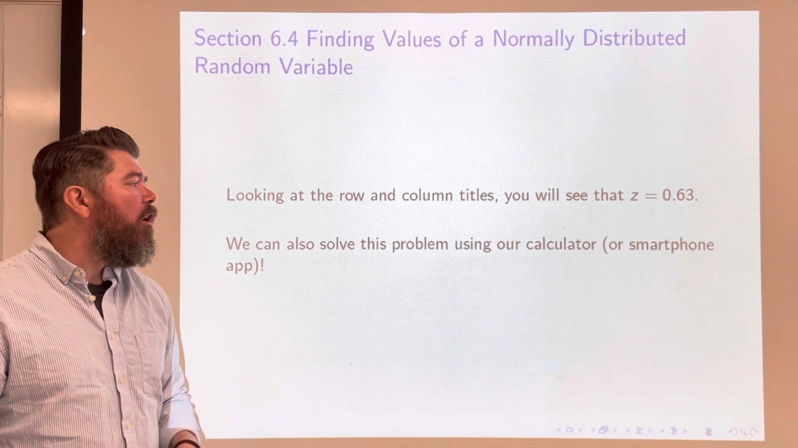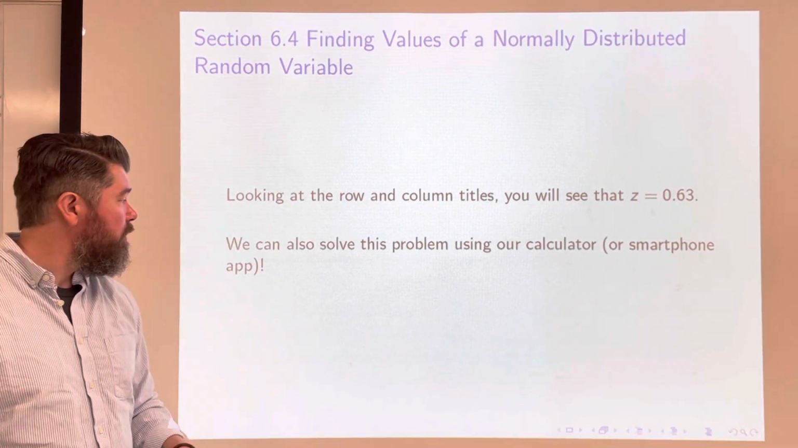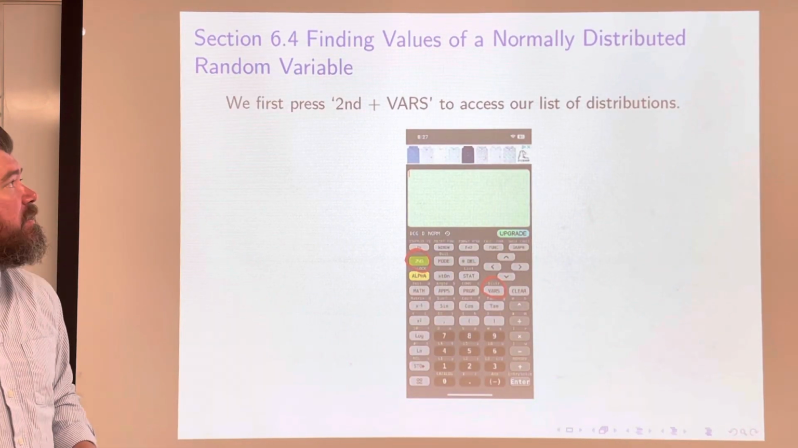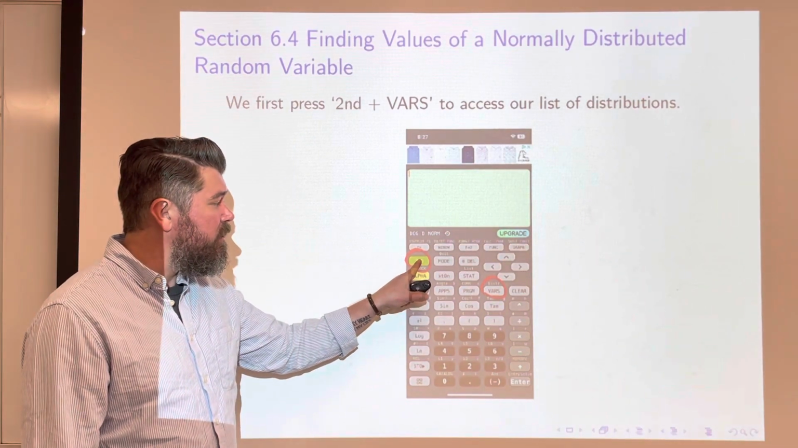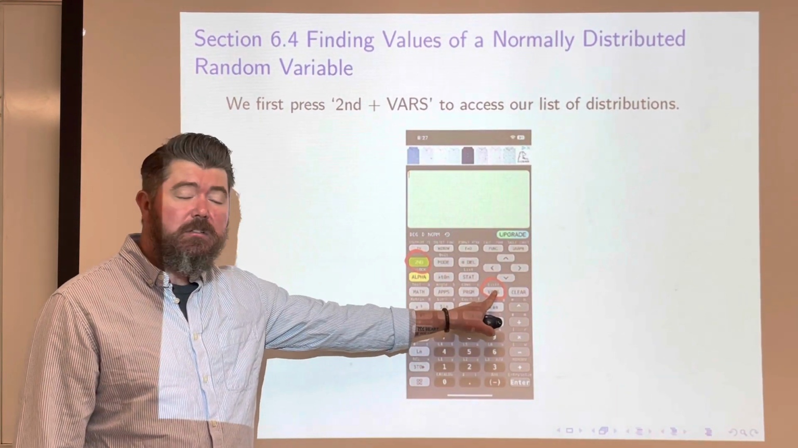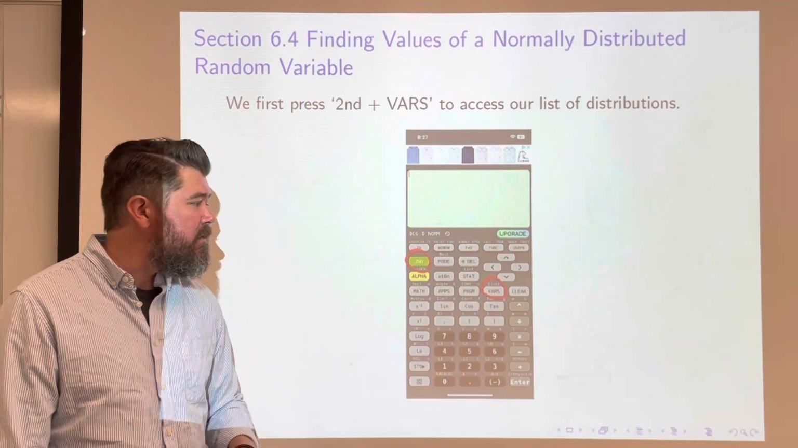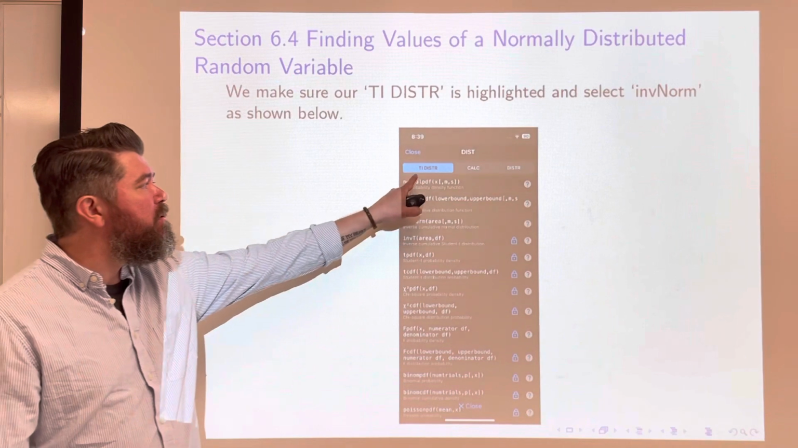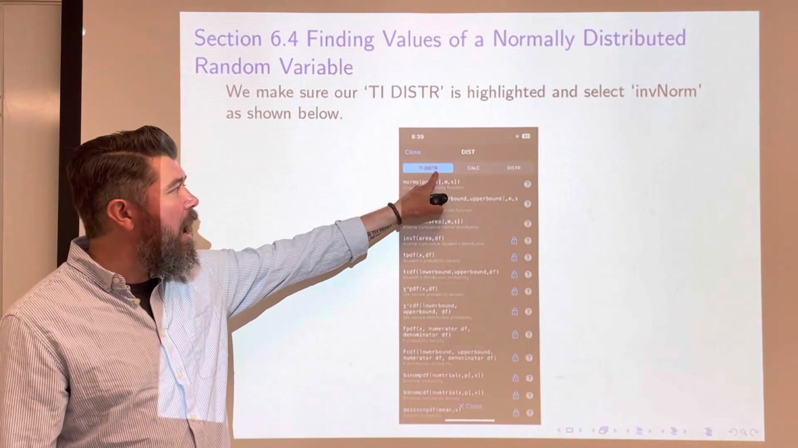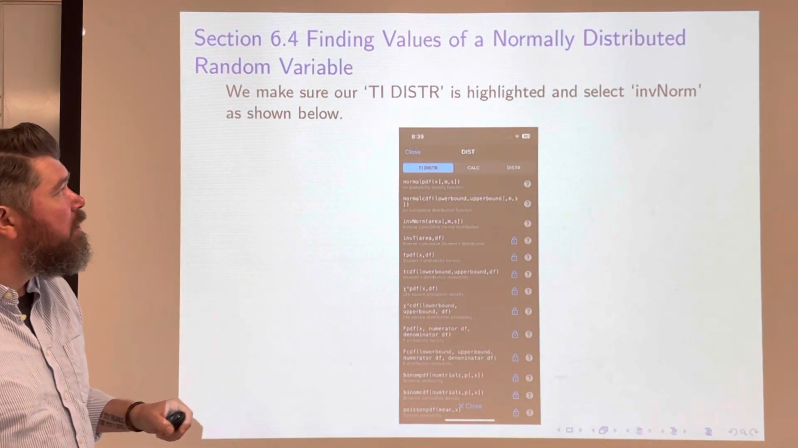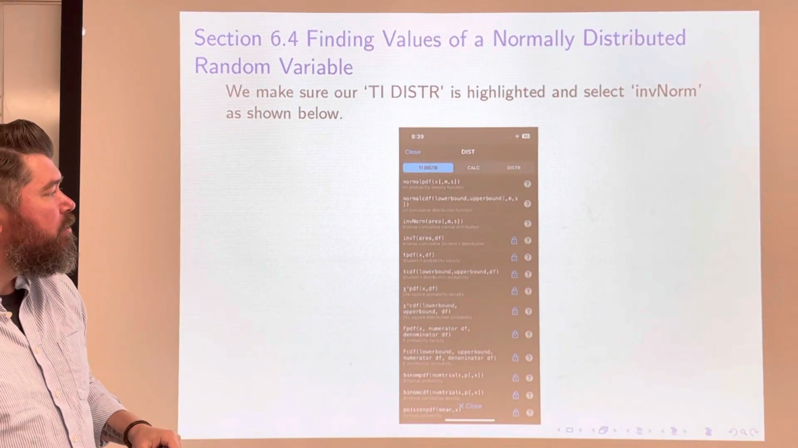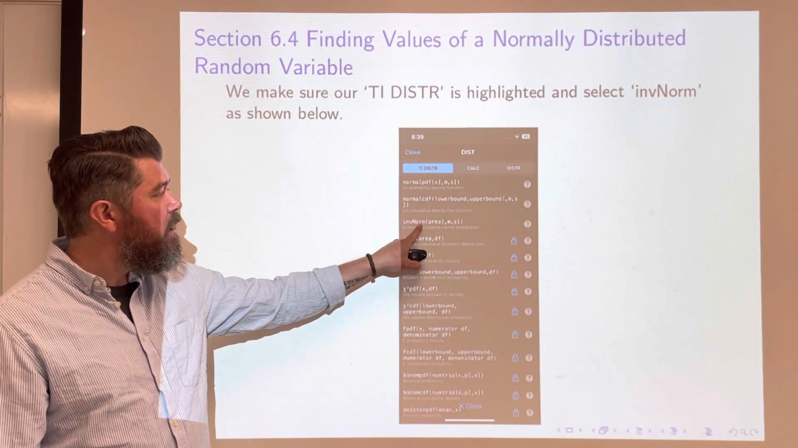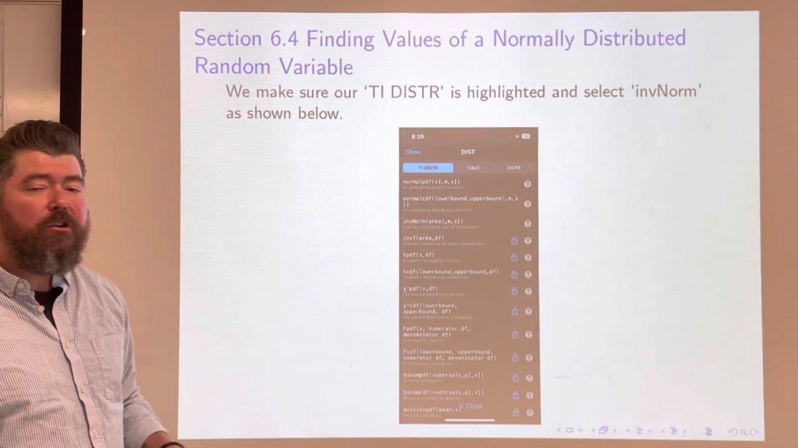We can also solve this problem using our calculator, or again, our smartphone app. We first press second and vars. So I'm going to hit second and vars. This is what we used in our previous section. This will access our list of distributions. Remember that we want to keep the TI distributions highlighted. And now we will choose our inverse norm. Notice it says INV norm right below our normal CDF.